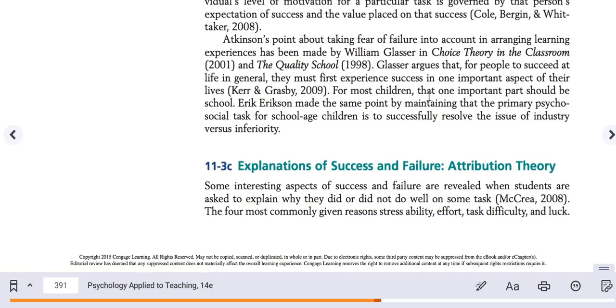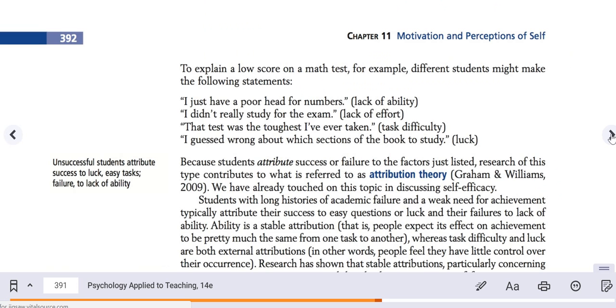Explanations of success and failure, attribution theory. Some interesting aspects of success and failure are revealed when students are asked to explain why they did or did not do well on some task. The four most commonly given reasons stress ability, effort, task difficulty, and luck. To explain a low score on a math test, for example, different students might make the following statements.